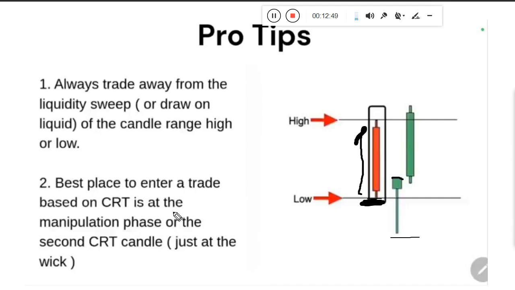On CRT, at a manipulation phase, or the second CRT candle, just at the wick. This is what I'm telling you now. Now this is the second CRT candle. So the best place you can enter your trade is that once this second candle closes back inside, you just wait for a little retracement back into the range of this candle, and then you enter your entry here.